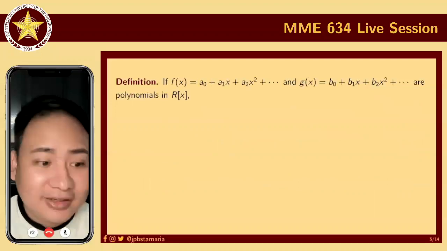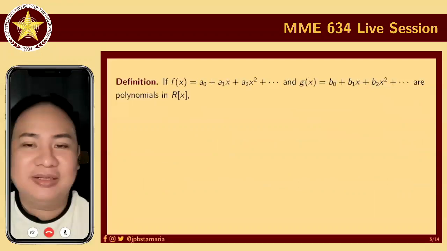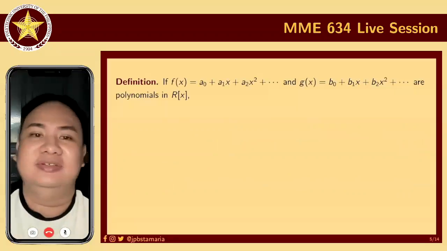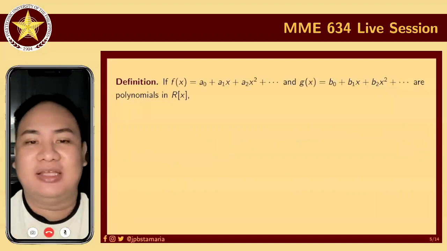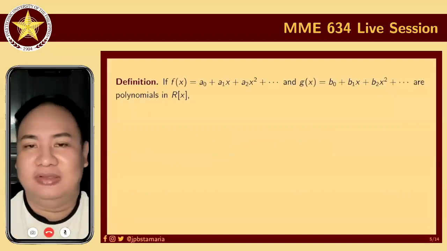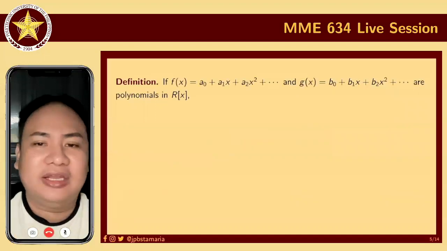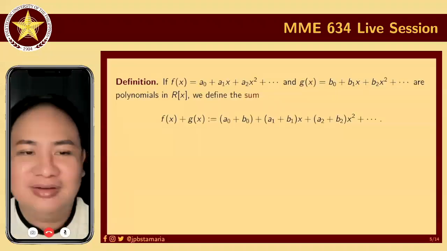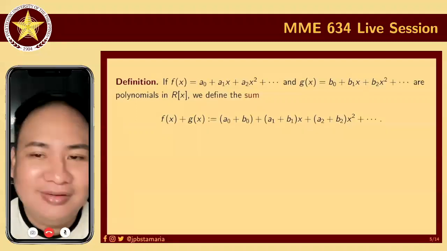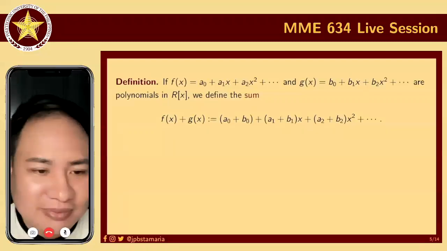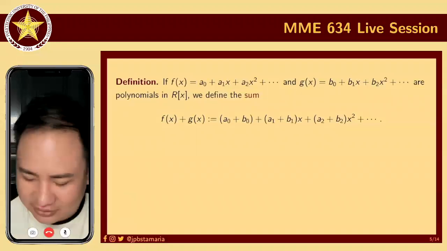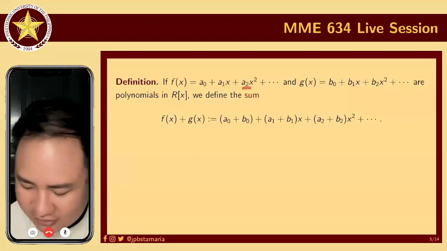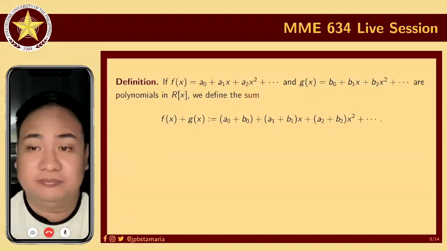Siyempre, para maging ring ito, then magdi-define tayo ng addition tsaka ng multiplication, right? So, ganito. Pag may dalawa kang polynomials like this, may mga certain degrees yan na we don't specify. Paano tayo nag-a-add? Combine similar terms. And formally, itong ibig sabihin natin ng combine similar terms: yung mga constant terms, ina-add. Yung mga linear terms, yung mga quadratic terms, and so on. Okay?